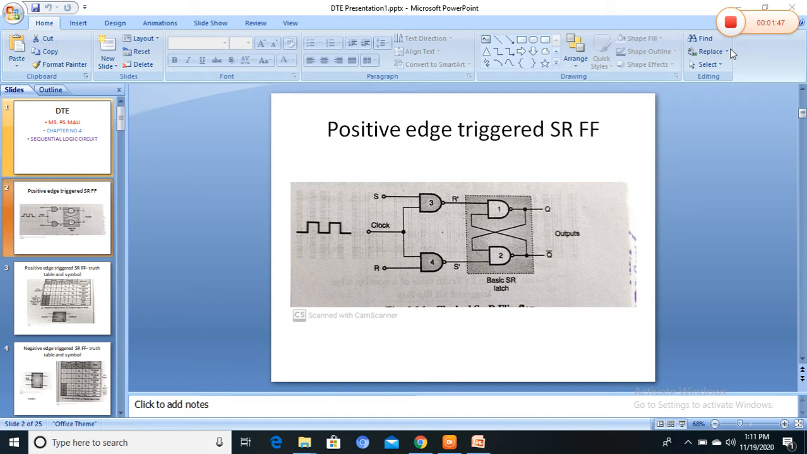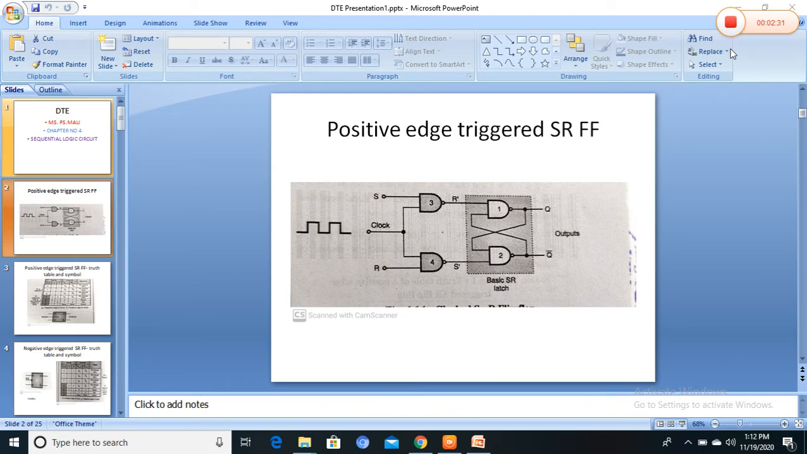When S is don't care, R is don't care, clock is 1, in this condition the flip-flop does not respond to changes in the levels applied at the clock input, that is, the outputs Q and Q bar will not change. Next condition, when S is equal to 0, R is equal to 0. In this condition, outputs of NAND gates 3 and 4 are forced to become 1. Hence, R dash and S dash both are equal to 1. Since S dash and R dash are the inputs of the basic SR flip-flop NAND gates, there will be no change in the output state.